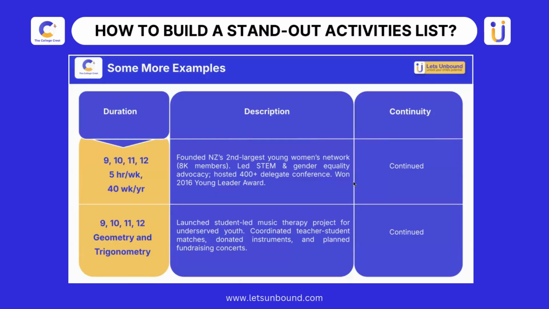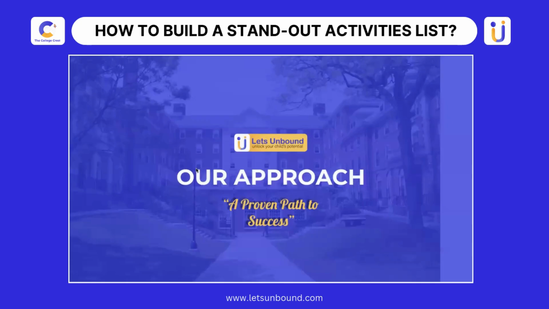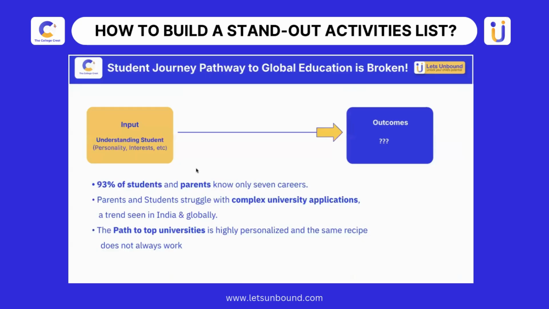So this is how you need to think across in terms of all of these activities. Now I'll just quickly move across to our approach, which is the third part of the session itself. We have largely seen while working with parents and students that 93% of them only know seven career choices.